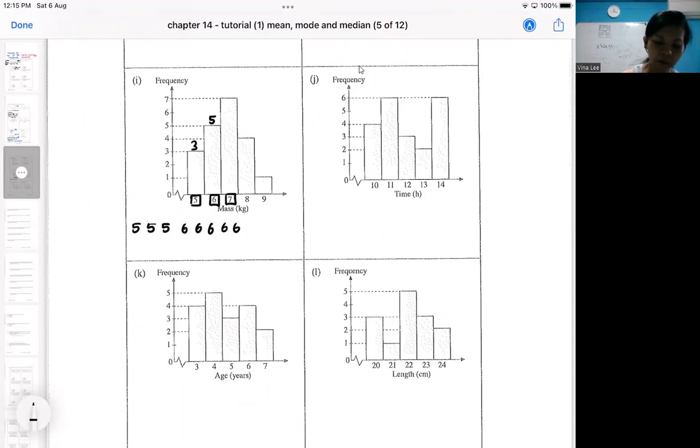7 kg, frequency is 7. 7, 7, 7, 7. 8 kg, frequency is 4. 9 kg, there's only 1. So from here, you can count the number of data. So there are 20 data.